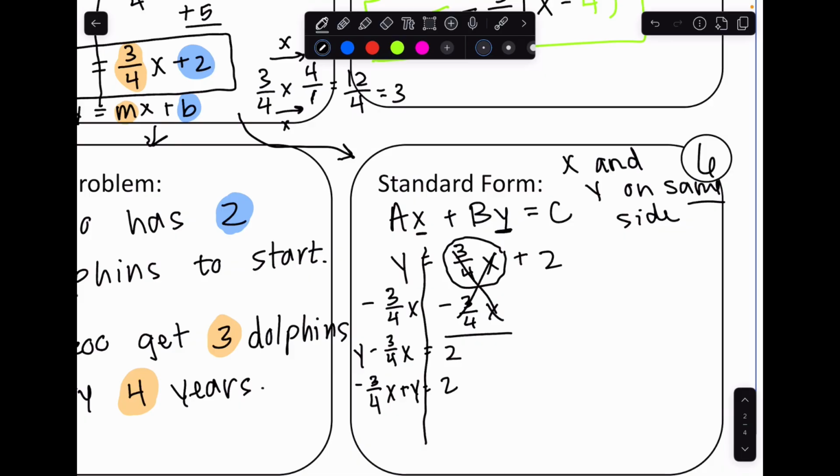But what are my stipulations with a? I have to have a positive whole number for a. So, in order to make it positive, I'm going to multiply everything by a negative for sure. And then to get rid of the fraction, I'm going to multiply by the denominator. Okay, so I'm going to multiply everything by negative 4.